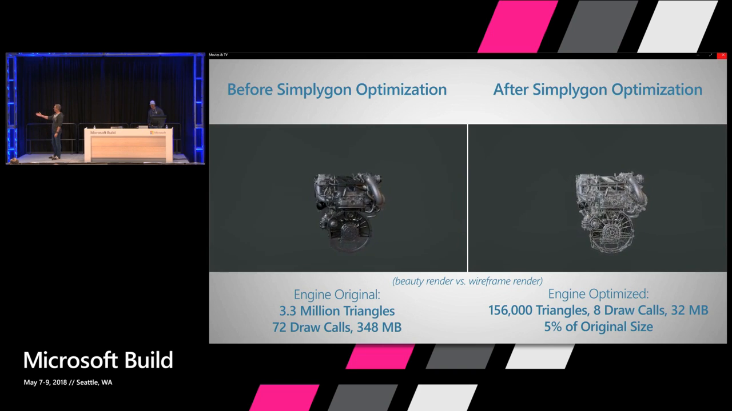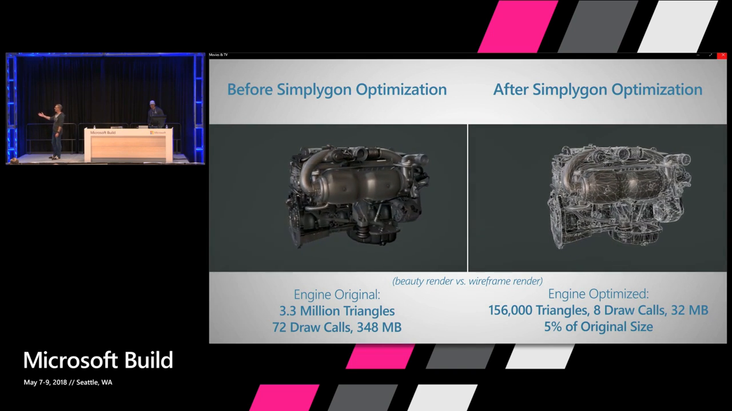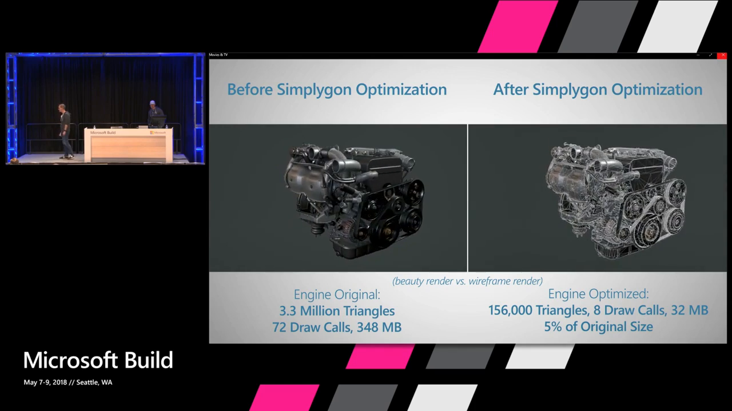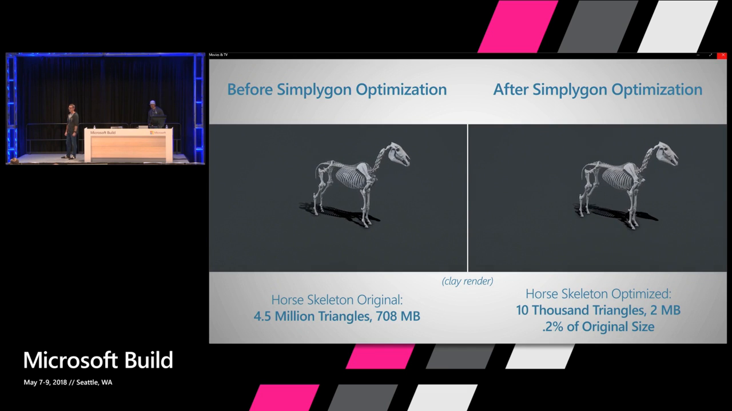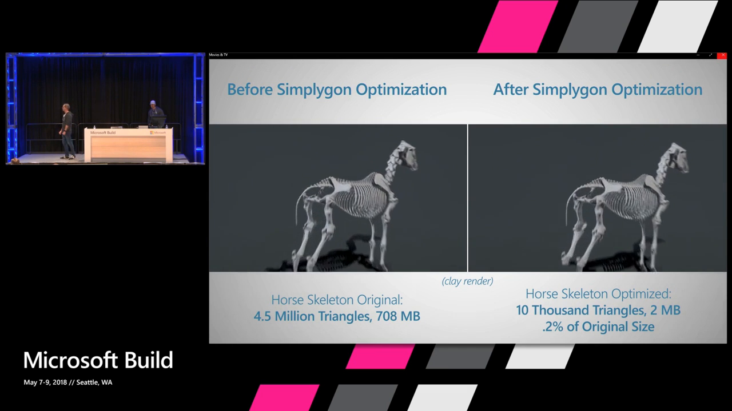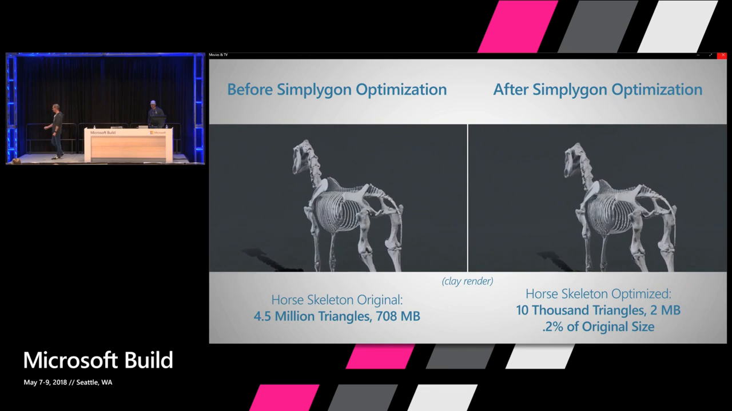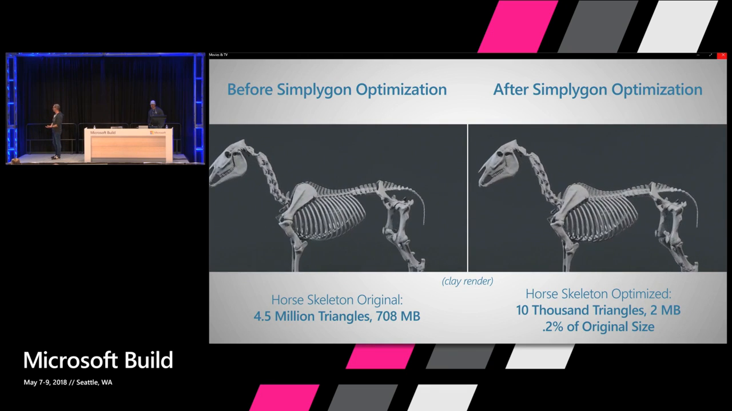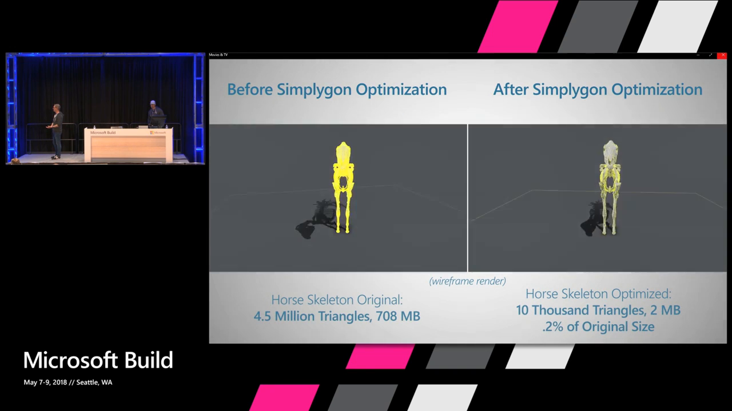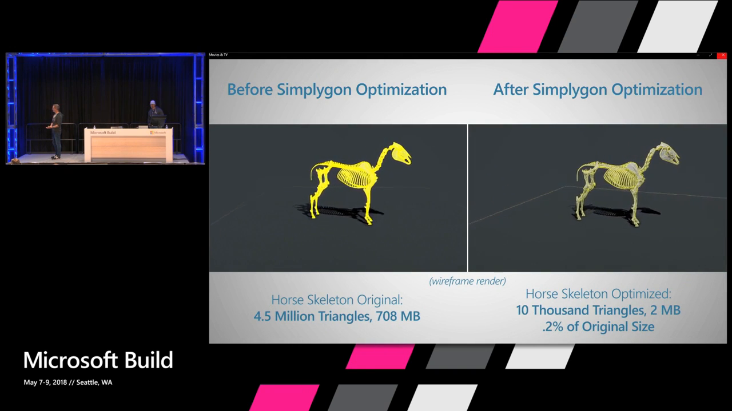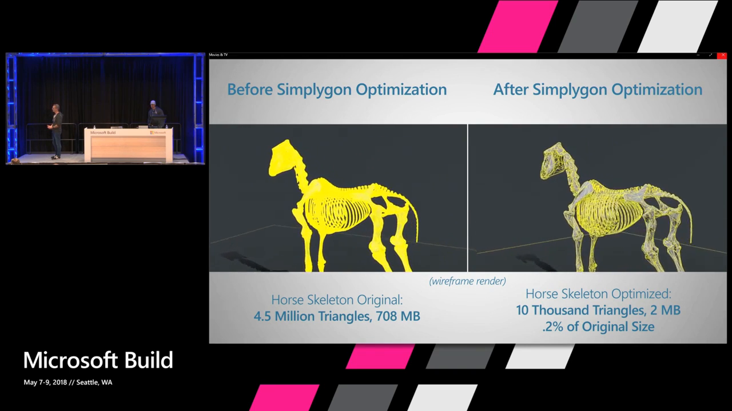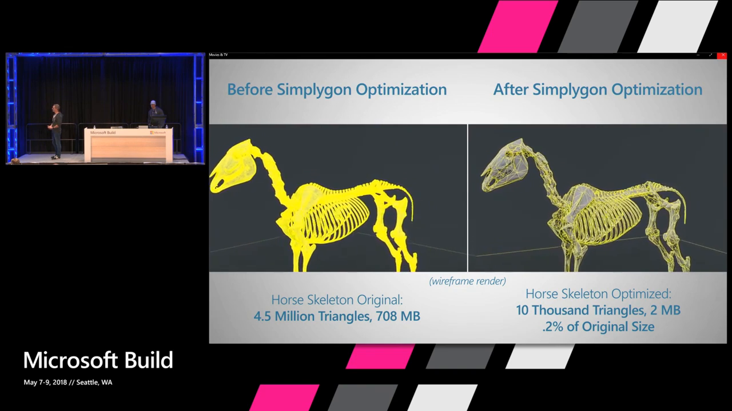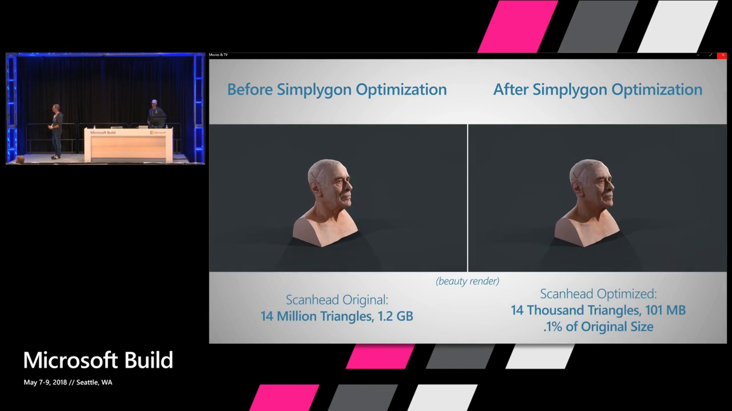In this one, you can see we took the draw calls down from 72 to 8 draw calls, and it's 5% of the original size. Again, that's all going to translate to a much more efficient asset when you're trying to visualize it. 4.5 million triangles down to 10,000 in this one, so from 708 to 2 megabytes. And again, you can see the difference in just the density of the triangles visually without the count. It almost becomes a solid object when you look at the triangles.